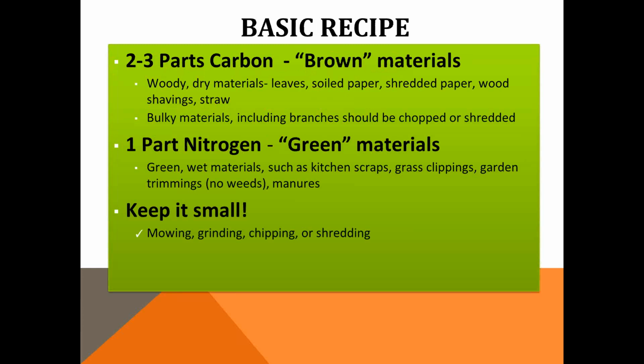So the basic composting recipe is 2 to 3 parts carbon. We love carbon because it's essential, and in particular for managing food scraps. So your carbon sources, I really recommend you get at least a small supply of sawdust, but also leaves, soil paper, shredded paper can do, wood shavings. If you're going to use branches, they need to be chopped and shredded because you don't want big materials. Your nitrogen is your green materials, your kitchen scraps, grass clippings, garden trimmings, preferably no weeds, or manures, livestock manures. You want to keep it small.